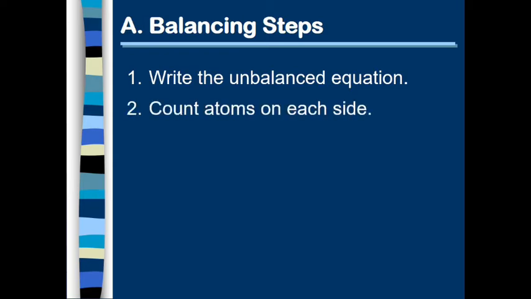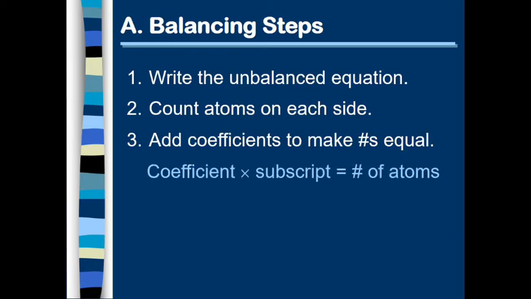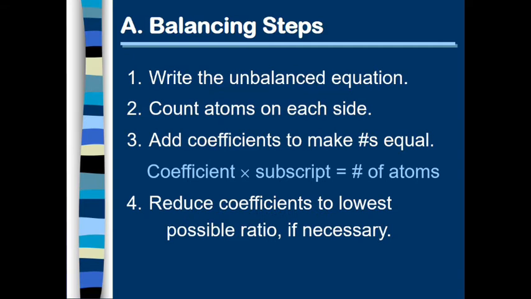Step number 2, you're going to count your atoms on each side. So all the atoms of each element on the left side of the arrow and on the right side of the arrow, so for your reactants and your products. Then we will add coefficients to make our atom counts equal. And we do multiply. So it is the coefficient in front times the subscript behind the element to give you the number of atoms.